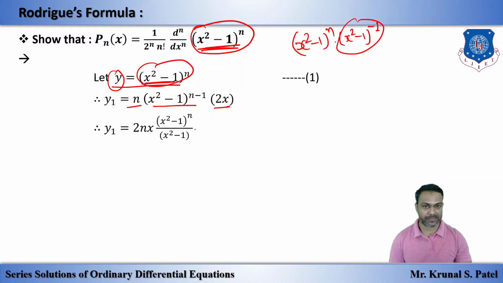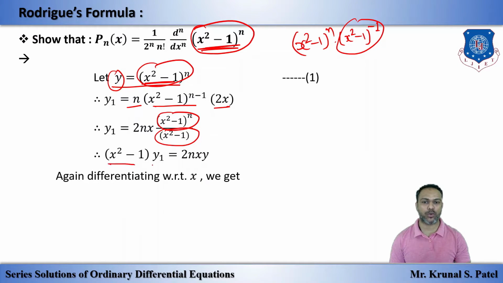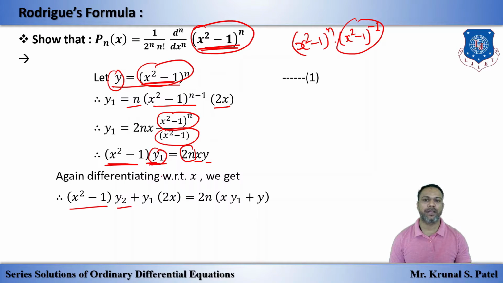So we have this form, and now we can take this x square minus 1 to the left hand side. So we have x square minus 1 into y1 equals 2nx into y, where y is our equation number 1. Now again we will differentiate this with respect to x. We have the product rule on both sides, and 2n is constant. By the product rule: first, x square minus 1 as it is, derivative of y1 is y2. Now y1 as it is, derivative of x square minus 1 is 2x. Now 2n constant as it is, and product rule: x as it is, derivative of y is y1, plus y as it is, and derivative of x is 1.